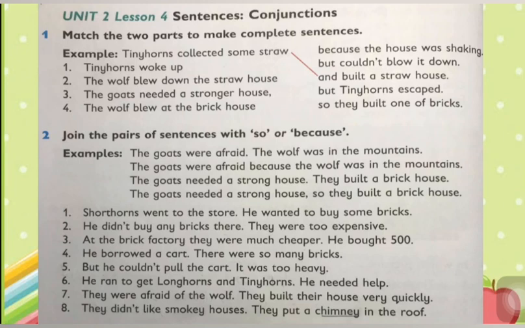Last sentence. They didn't like smoky houses. They put a chimney in the roof. Now again, in sentence number 8, there is a problem and solution. They put a chimney in the roof. A solution has been mentioned as well. So what conjunction are we going to use? Brilliant. We are going to use so. They didn't like smoky houses, so they put a chimney in the roof. Is it clear, children? Very well done.